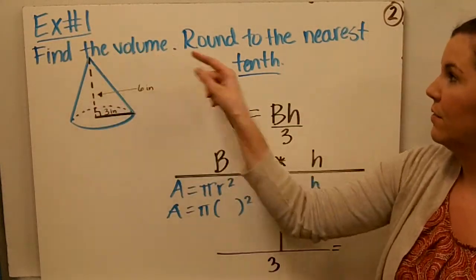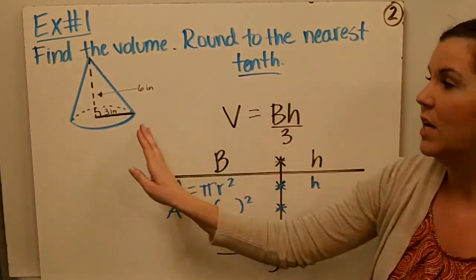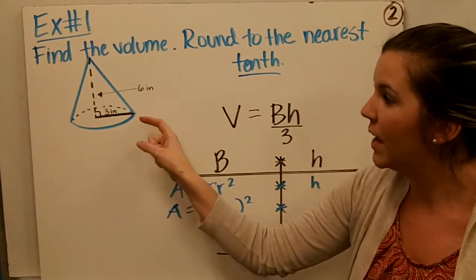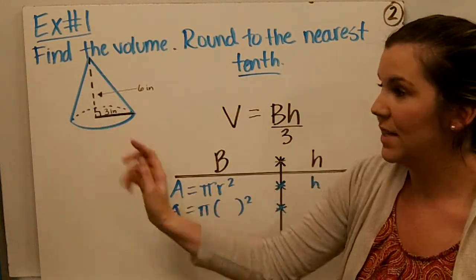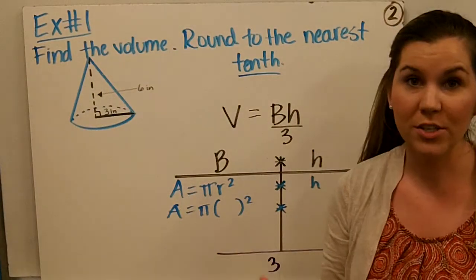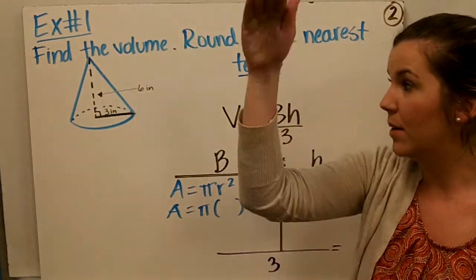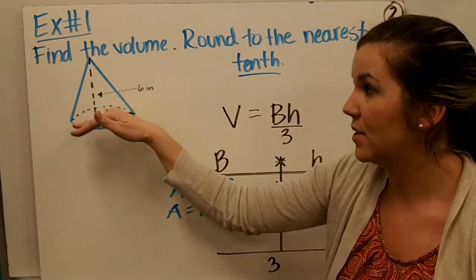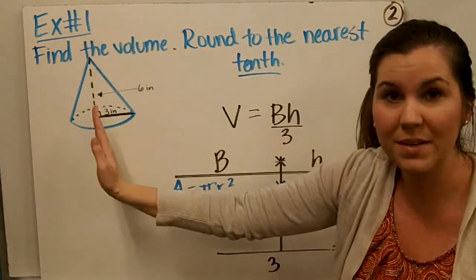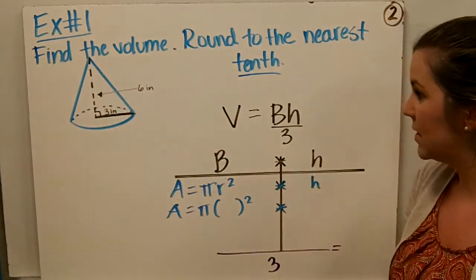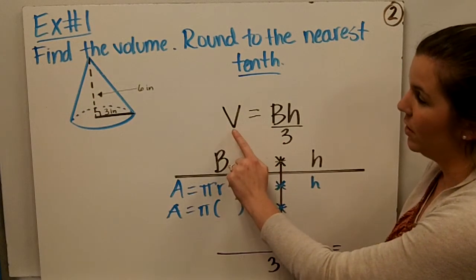Example number 1, find the volume, round to the nearest tenth. So here we're given a picture of a cone, and we can see that the radius is 3 while the height is 6. Remember that you measure the height perpendicular to the base. So not the slant height, but the actual straight up and down height. The height is 6.